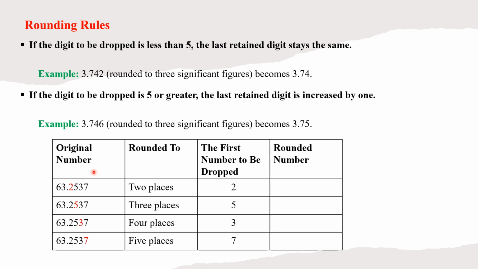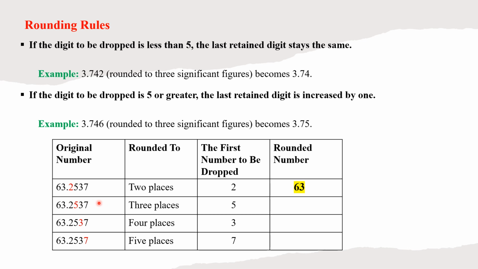Let's fill this table quickly. The first column has the original numbers given. The second column is rounded to 2 places, 3 places, 4 places and 5 places. The first digit to be dropped is the number 2, as you can see in red. When we round this number to 2 places, the first dropped digit is 2, which is less than 5. So we can easily ignore the starting 2, 5, 3, 7. All 4 numbers we can drop. So the answer becomes 63.